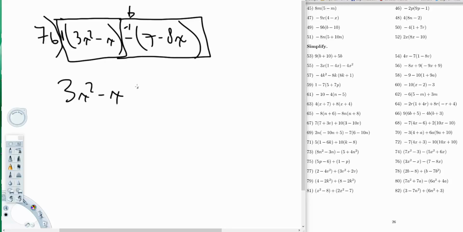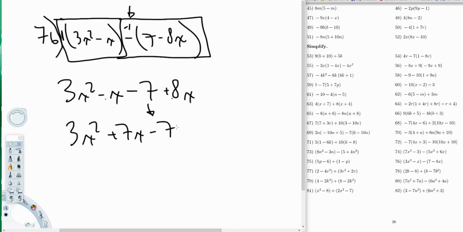Minus 1 times 7 is minus 7. Minus 1 times minus 8 is positive 8x. Combine like terms. Are there any other x squares here? Nope. 3x squared. Are there any other x's here? Yes, there is. Minus x plus 8x equals plus 7x. And then the minus 7, you just bring it down. And is that the right answer? I think it is. It is.